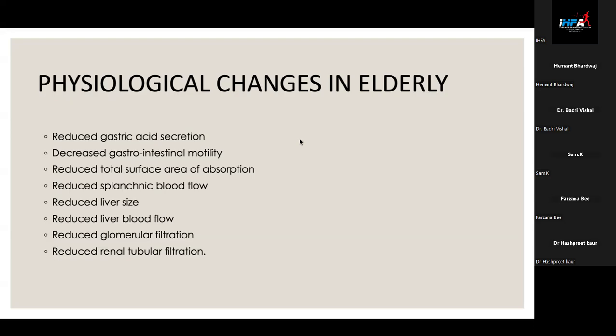There is a reduced glomerular filtration and renal tubular filtration, which is again one of the primary causes for multiple disorders like kidney failure or any other disorders. And this, as you all know, plays a very, very important role in regulating the blood pressure for the patient. So if these systems are not working properly, the patient will have problems in their blood pressure regulation as well, and might suffer a major setback in their healthcare.